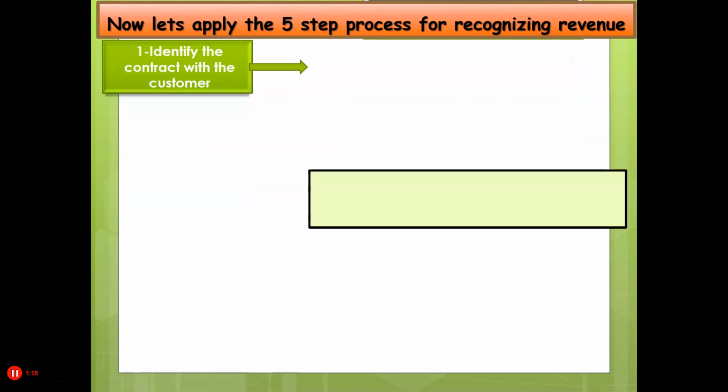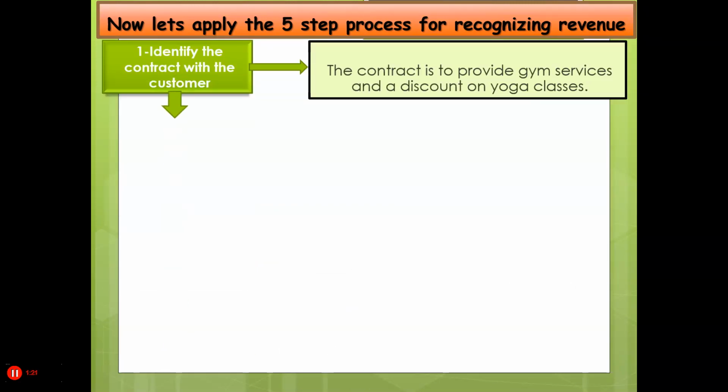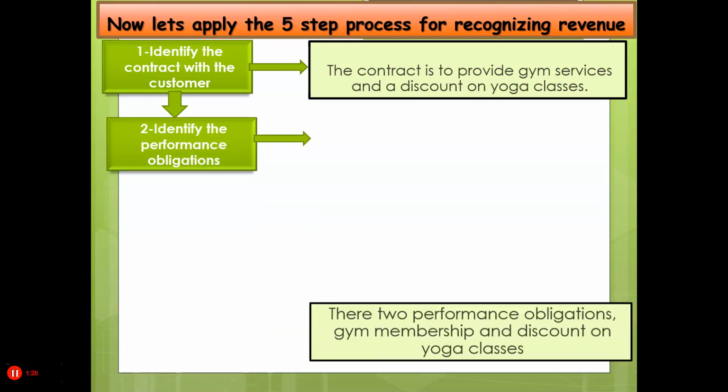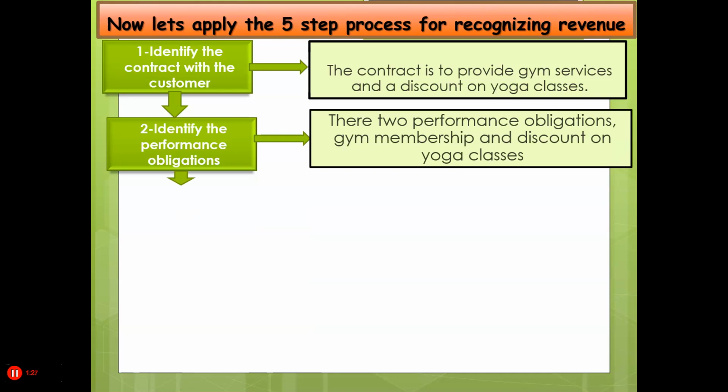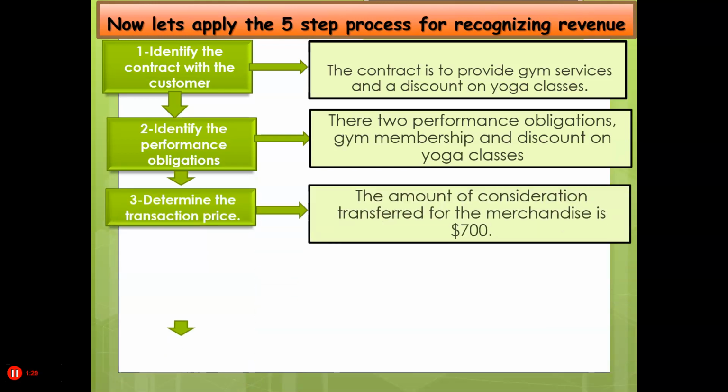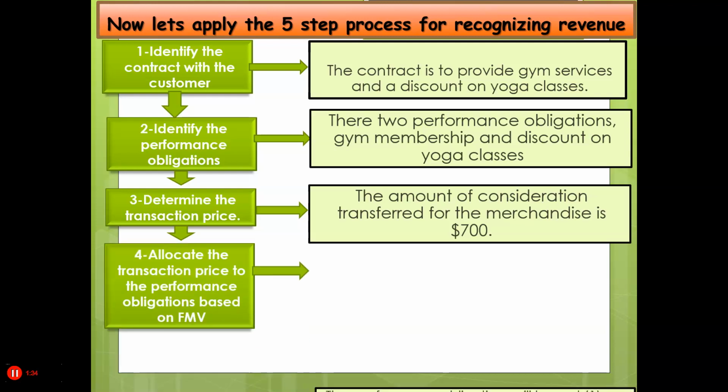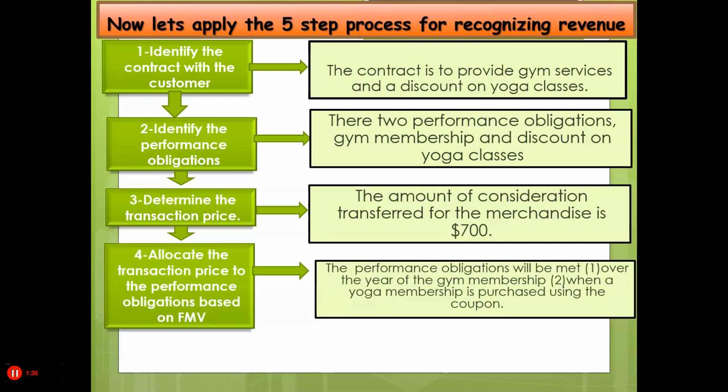Now we'll apply our 3 rules. The contract is to provide gym services and a discount on yoga. So we have 2 performance obligations. Our transaction price is $700. We have to allocate it between the gym membership, which we're going to allocate over the time period, and then we're going to have to recognize the yoga membership value at the time it's redeemed.